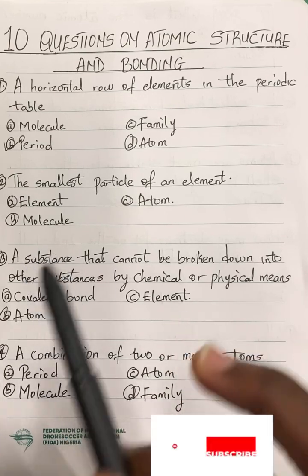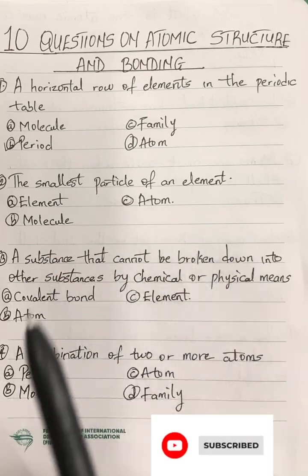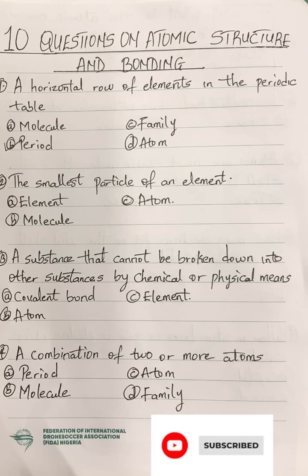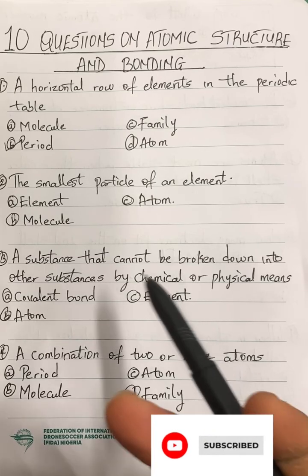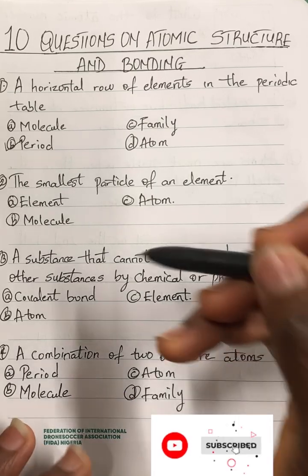2. The smallest particle of an element is dash. A. Elements, B. Molecule, C. Atom. It is actually atom. It is the smallest particle of an element.